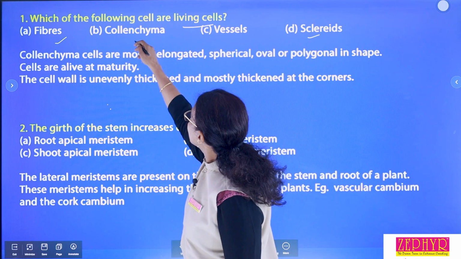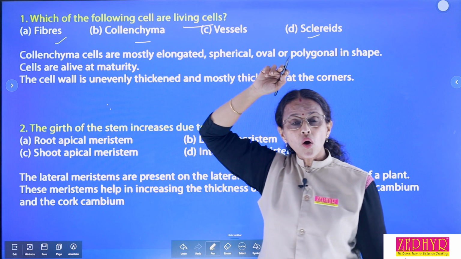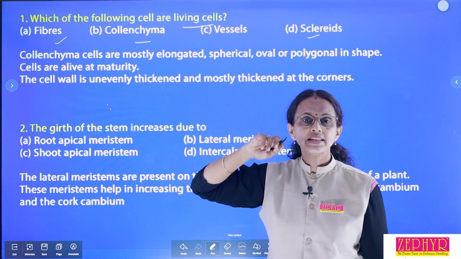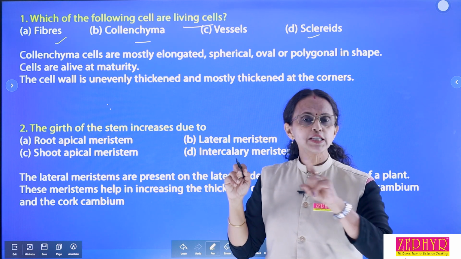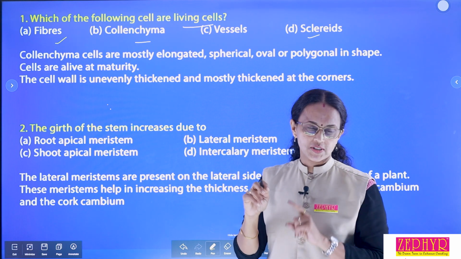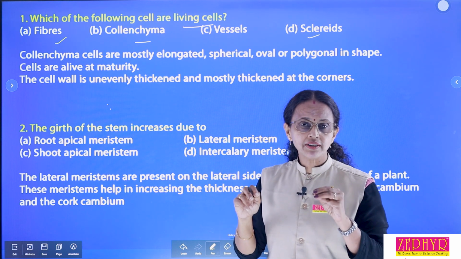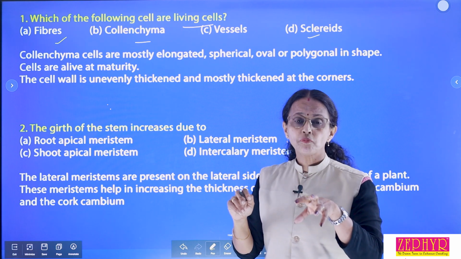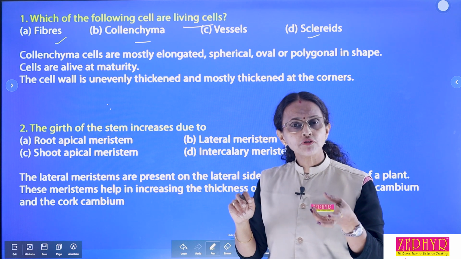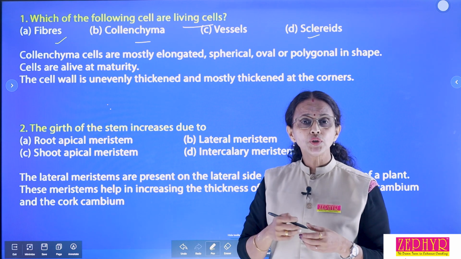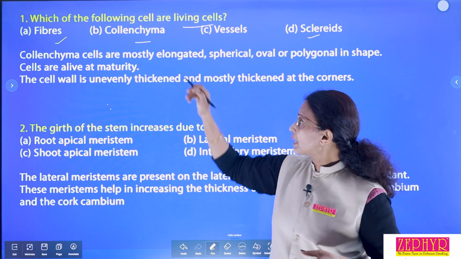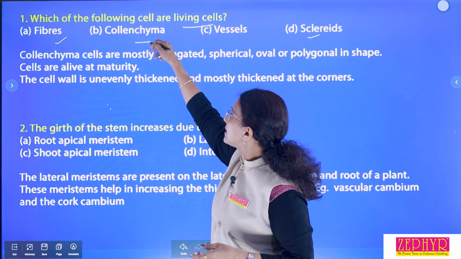The next is collenchyma. Collenchyma is also a simple permanent tissue. It is living. The thickening material is present only at corners. The main function is storage. Some of them contain chlorophyll pigments, which help for photosynthesis, and also help for mechanical support. Collenchyma is the living tissue. So this is the answer.